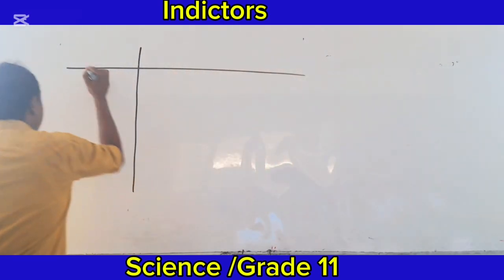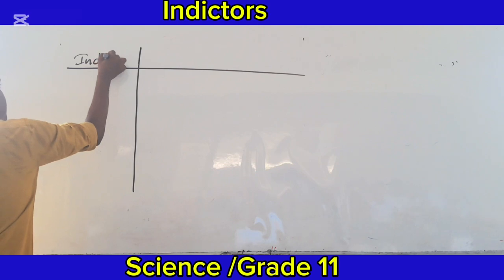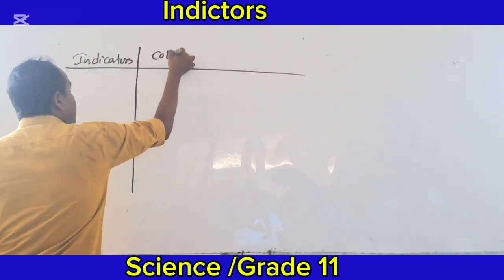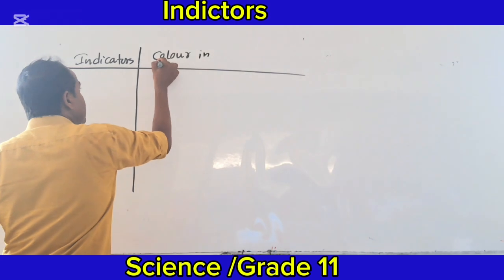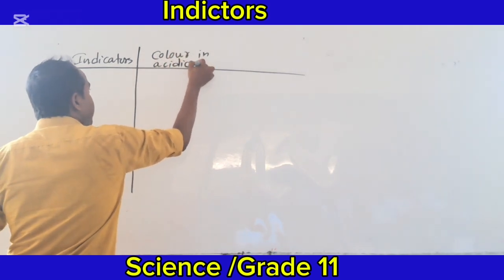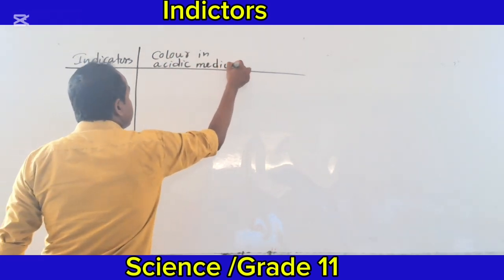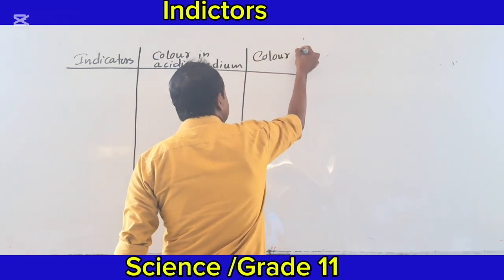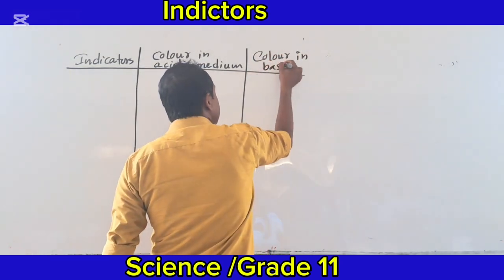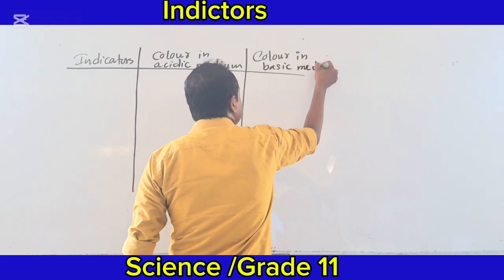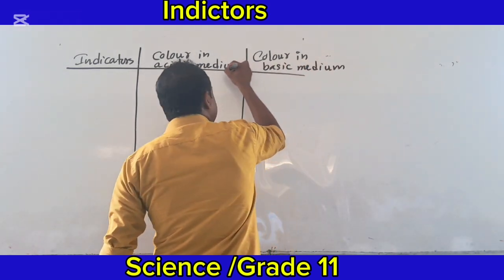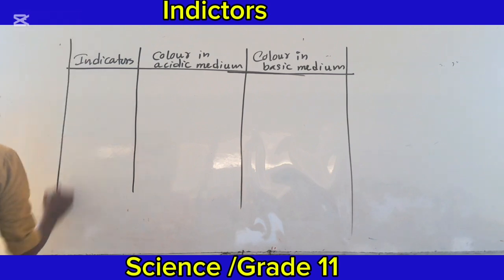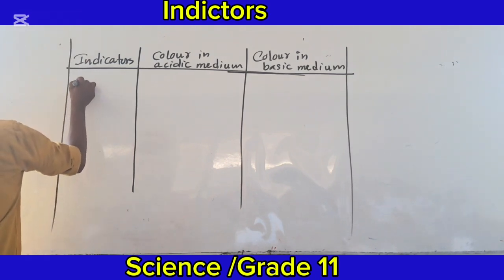Here I will write indicators, color in acidic medium, next, color in basic medium. Color in acidic medium and color in basic medium. Firstly, we will learn about litmus.